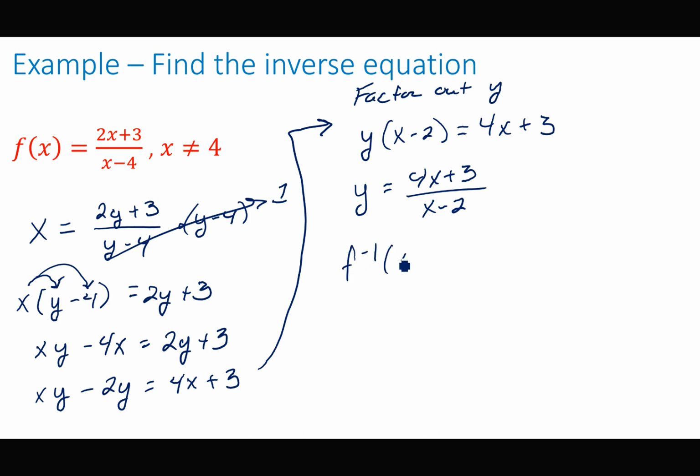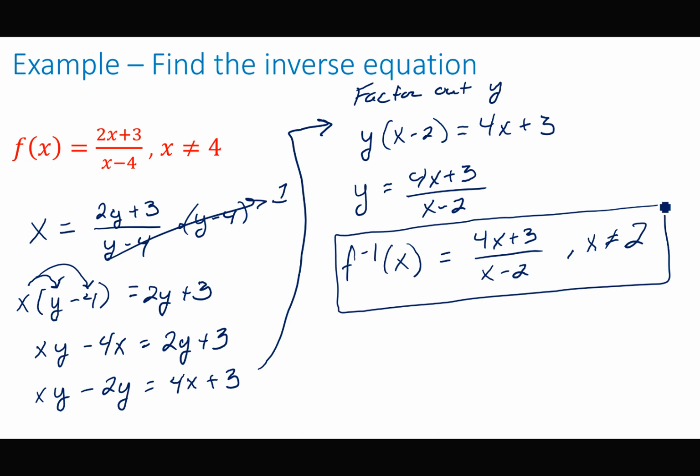Writing it in proper inverse notation, 4x plus 3 all over x minus 2, with the stipulation that x cannot be what? 2. Okay, so for this one, we write the inverse function, but we also have to add in there that x cannot be 2, because it's not valid if x is 2. So x cannot be 4 in the original function, it cannot be 2 in the inverse function.